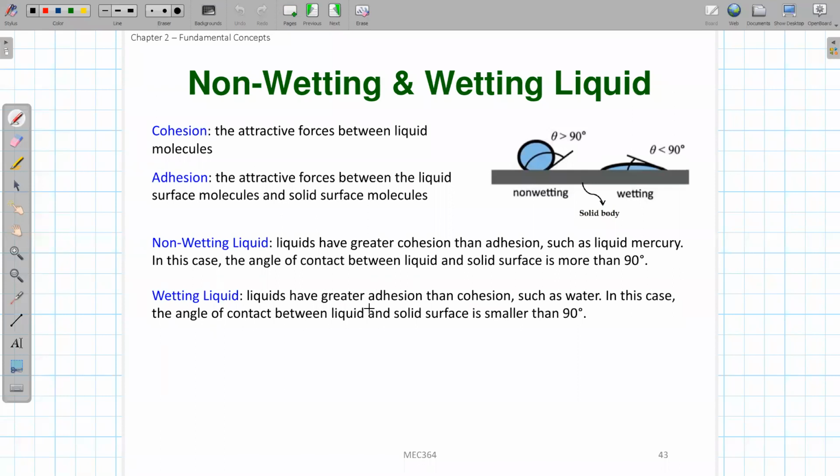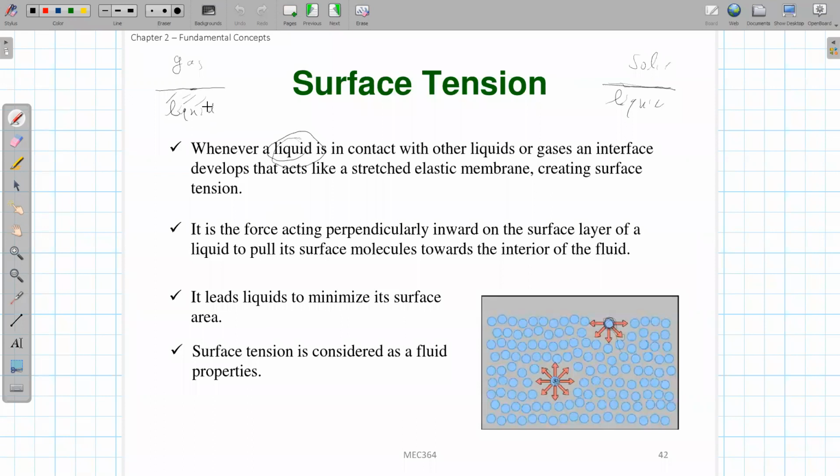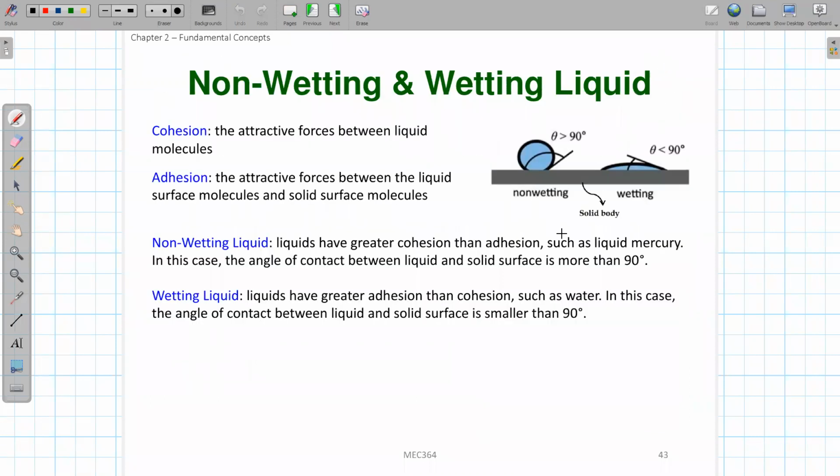And we also need to talk about surface tension, which is at the interface between either gas and liquid or solid and liquid. Let's focus on this one: the surface tension between a liquid and a solid interface. This is a liquid droplet on the surface here, and depending on the liquid, you will basically observe two kinds of behavior.